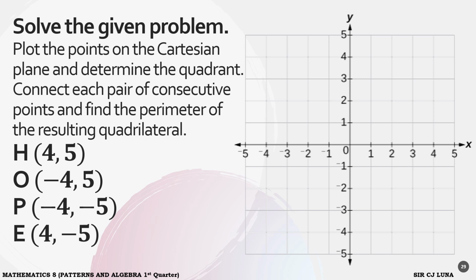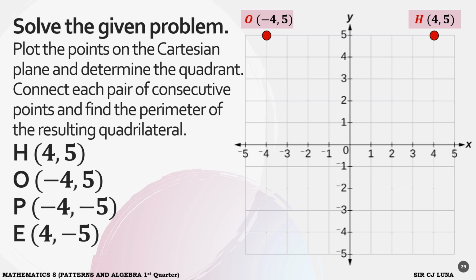(4, 5) is located in quadrant 1 because our x-coordinate and y-coordinate are both positive. So (4, 5) here is point H. Next, we have point O, (-4, 5). That is point O. It is in quadrant 2 because the signs of our coordinates are negative, positive.